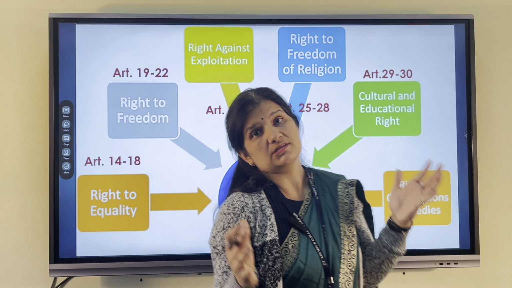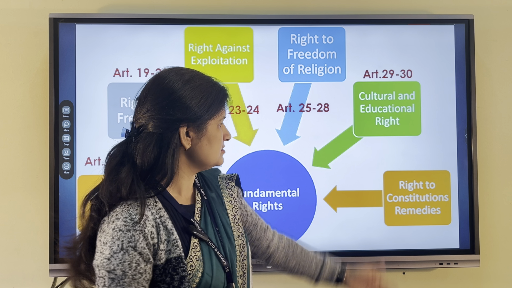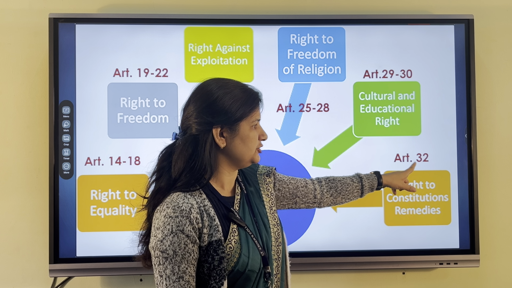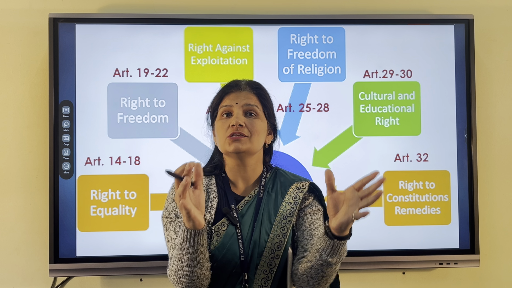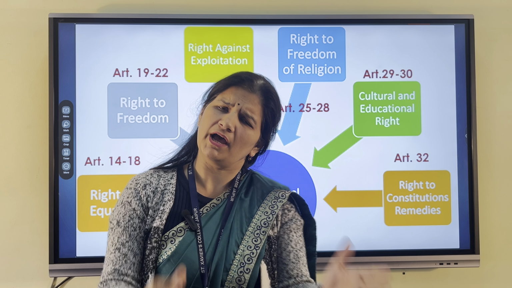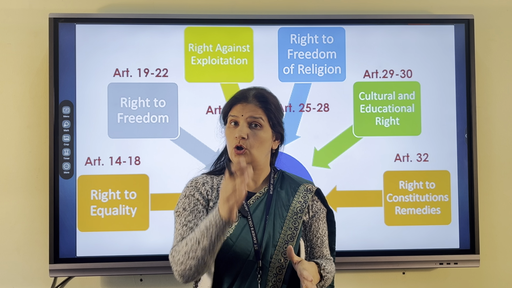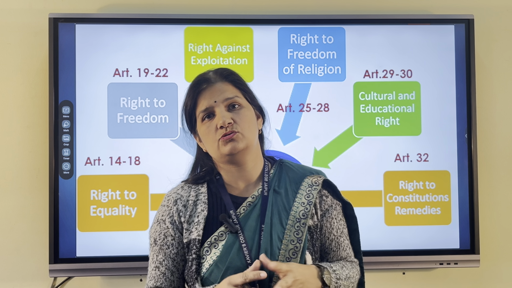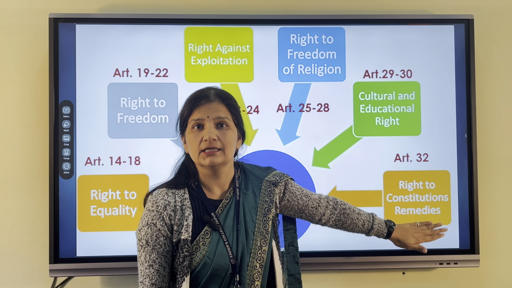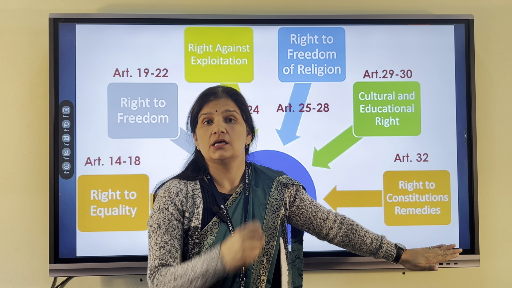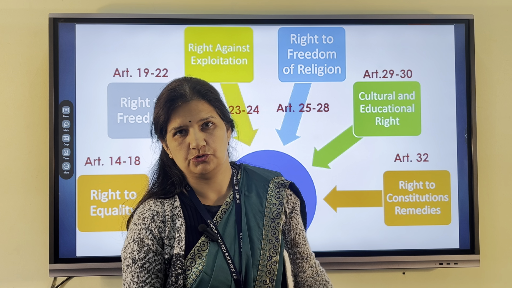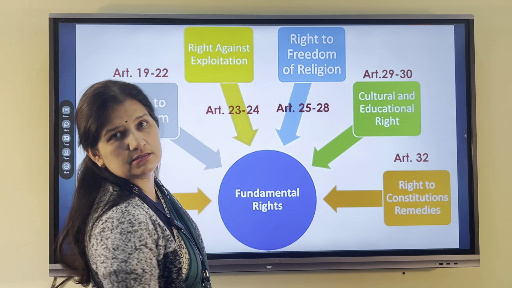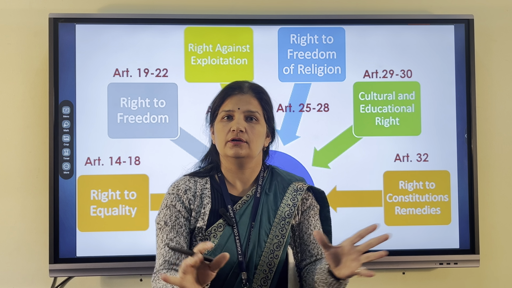And the most important fundamental right is the sixth, mentioned in Article 32, the right to constitutional remedies. Why is it most important? According to the Father of the Indian Constitution, Dr. B.R. Ambedkar, this fundamental right is the heart and soul of the Indian Constitution, because it provides protection against all the other 5 fundamental rights.